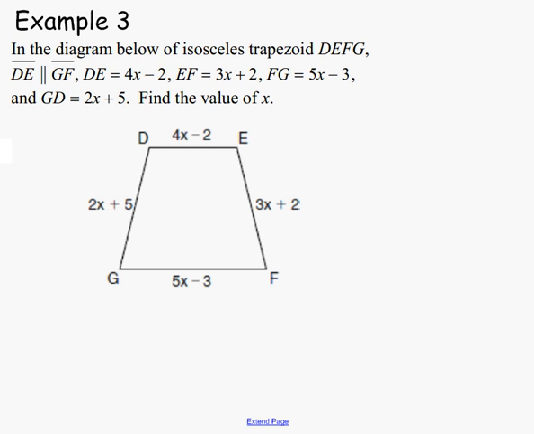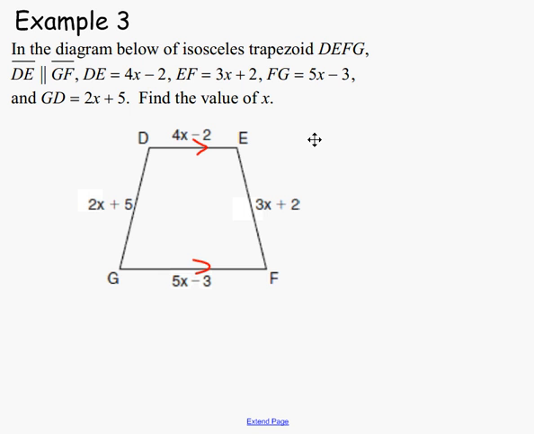Let's try another example. Example 3. In the diagram below, isosceles trapezoid DEFG, DE is parallel to GF. DE equals 4x minus 2, EF equals 3x plus 2, FG equals 5x minus 3, and GD equals 2x plus 5. Find the value of x.